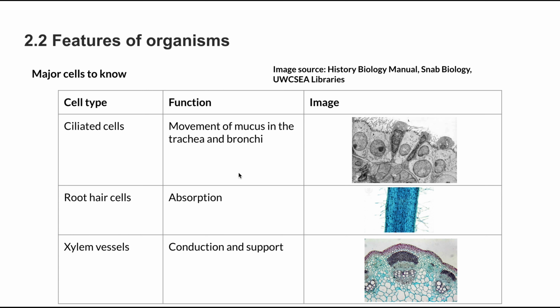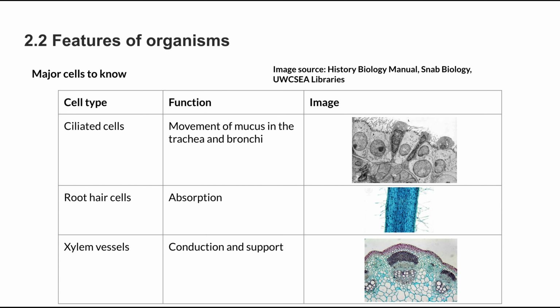And next we have root hair cells, which are responsible for absorption. As you see, this is an image of cells in the roots, and you see this root hair cell sticking out here. Root hair cells absorb water, minerals and ions that are used essentially by the plants.